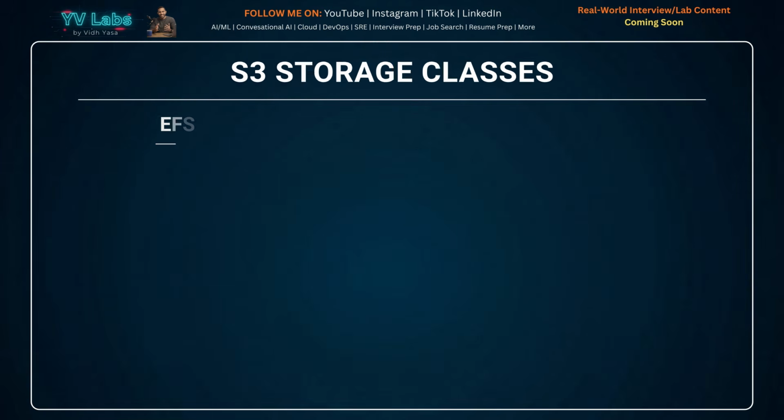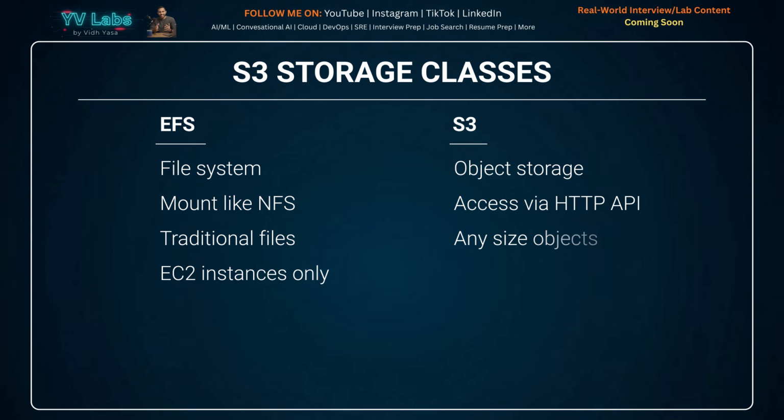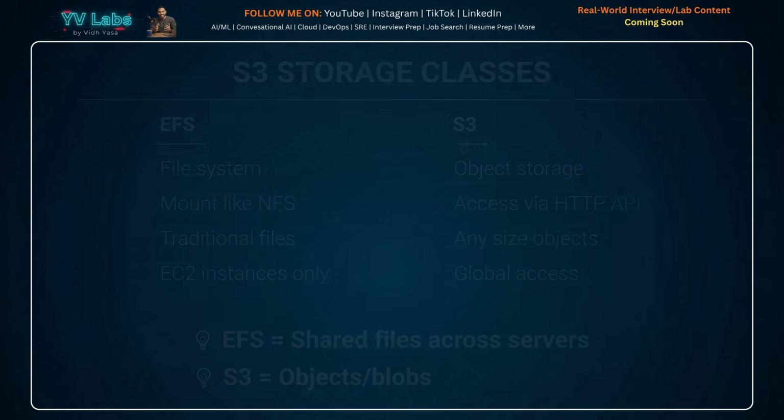Here's the difference. EFS you mount like a traditional file system using NFS protocol. S3 you access via HTTP APIs. EFS is for shared files across servers. S3 is for object storage and general purpose data.